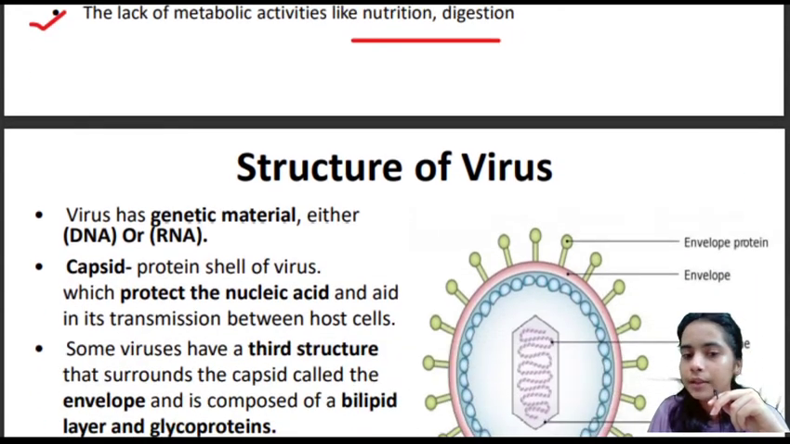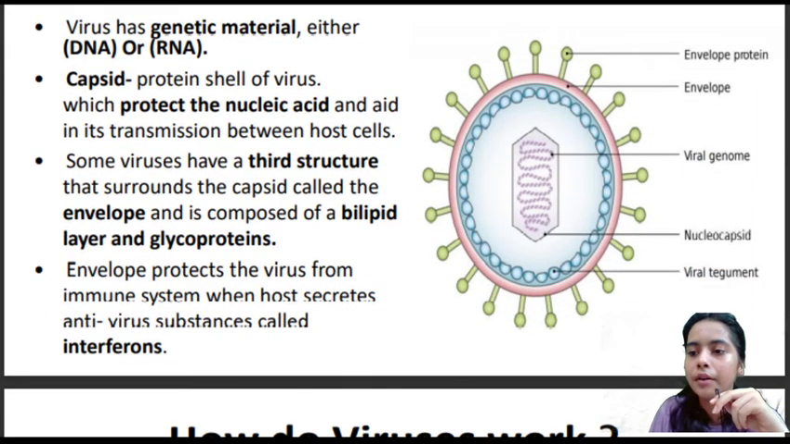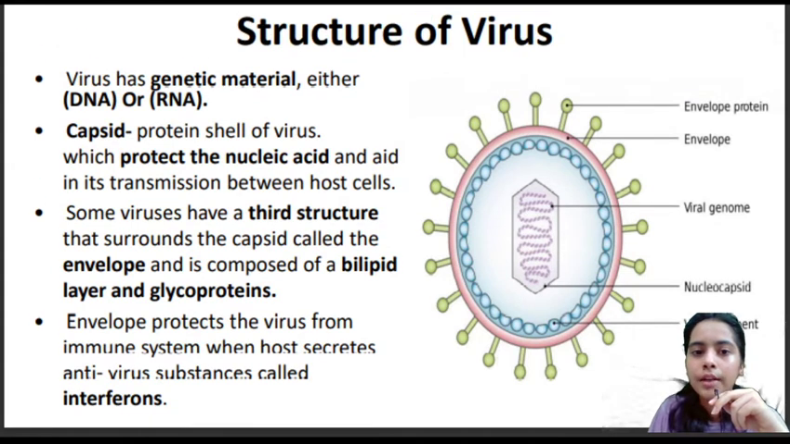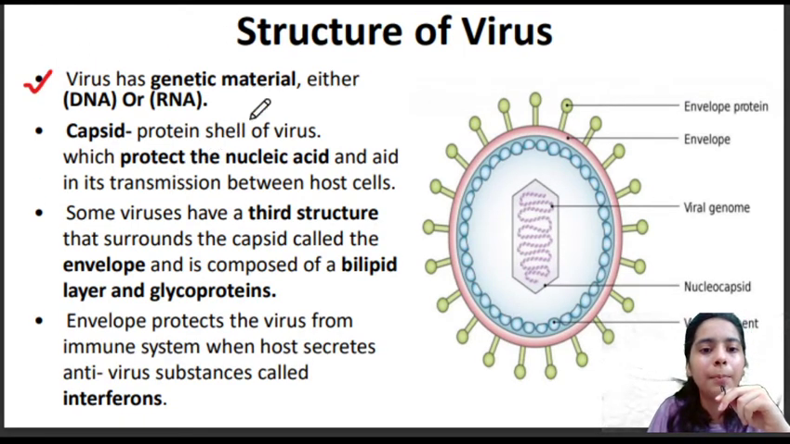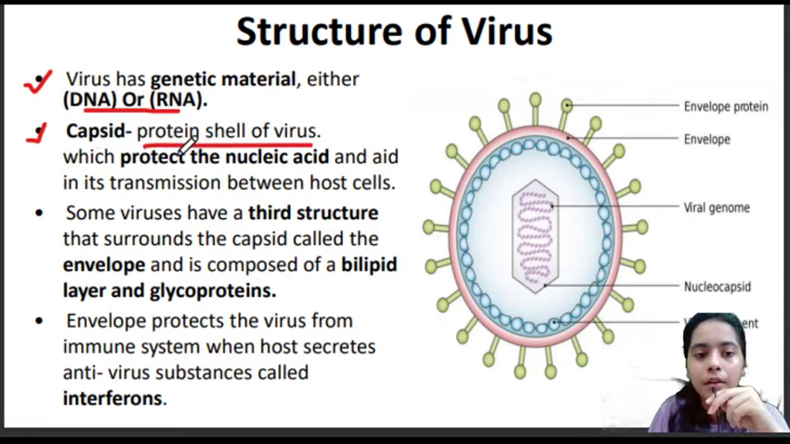Next, we must know the structure of the virus, which is very important. Let's take a glance at it. First, viruses have genetic material, either DNA or RNA, as we discussed earlier. Second comes the capsid, the protein shell of viruses. They are the owners of a capsid, the protein shell of the virus, which protects the nucleic acid.